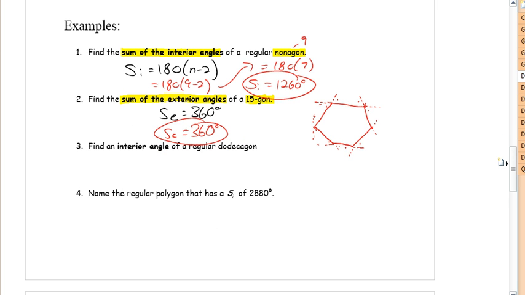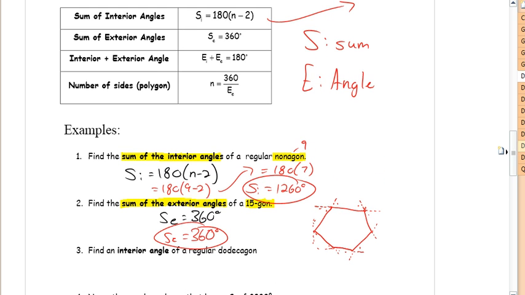Find an interior angle. Okay, so find the interior angle of a regular dodecagon. So I just want to know what one angle is. Let's see if we find that anywhere. A dodecagon is 12 sides. Well, I don't see anything where I just get one interior angle, but I do see the sum of the interiors. If I know the sum of the interior, I can figure out what just one angle is, because if I have 12 sides, I also have 12 angles.